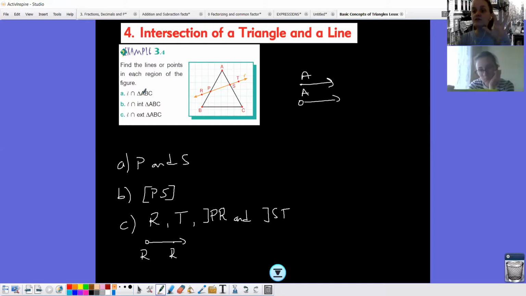Did you understand? So there are 3 different parts: the interior region of the triangle, the exterior region of the triangle, and the triangle itself, the sides. Okay? Did you understand the difference of this?